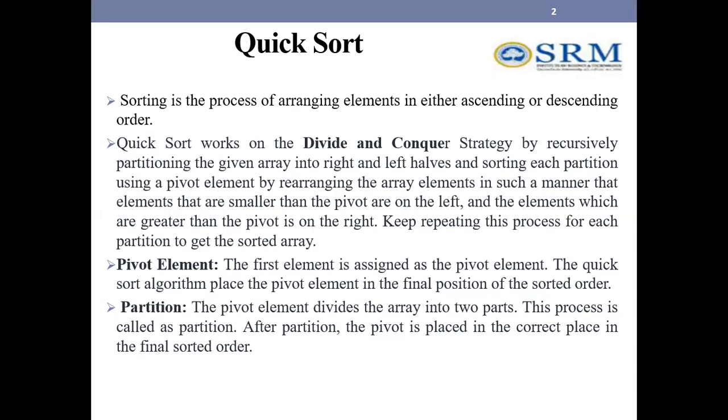So this is the basic concept of QuickSort. It is based on the divide and conquer method. And we have two terms, pivot element and partition. What is pivot element? The first element taken as the pivot element is placed in the correct position of the sorted order. So that divides the array into two parts. That is partition.